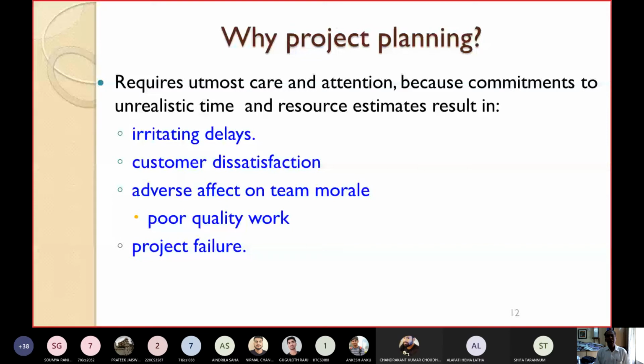If you are going into loss and the project is taking more time, taking more cost than the estimated amount, then it may put an adverse effect on the team morale, and hence it will ultimately lead to poor quality work. And finally, it may be the case that the project fails. So it is possible that if the planning is poor, the project might lead to failure. So these are the reasons why proper project planning is required.